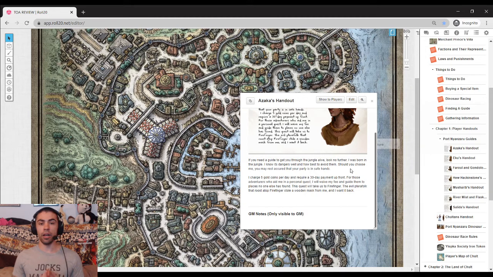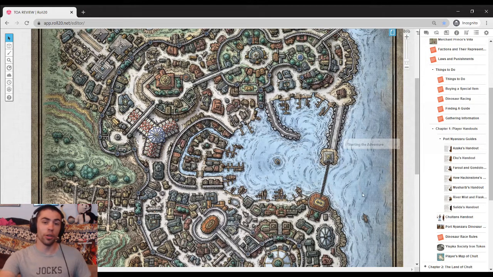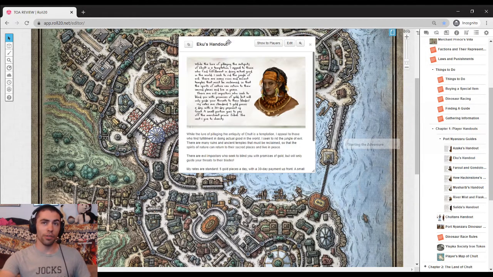All these guides have their own motivations and desires, and also secrets, which could potentially be damning to the party. Azaka's, of course, is the fact that she is a were-tiger, and she's also afraid of heights. Some could call her a scaredy cat. Ha ha! Terrible. So having that influence of, oh, she wants to guide players to the Firefinger, but she herself doesn't want to go up the Firefinger, that could be pretty scary. But she also happens to know a thing or two about the jungles. Next up, we have Eku.